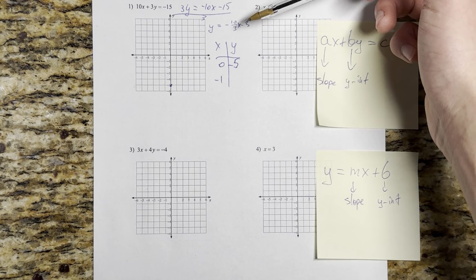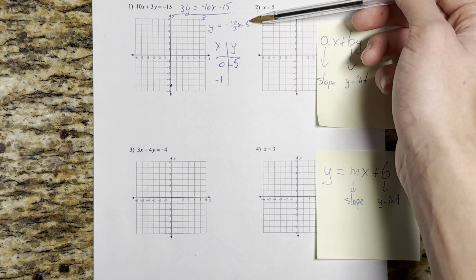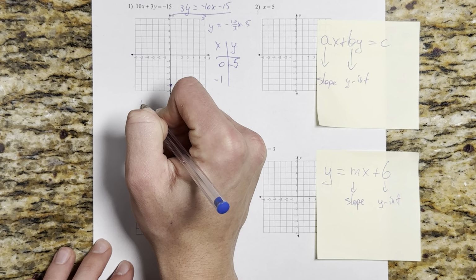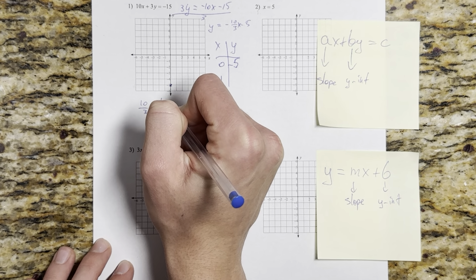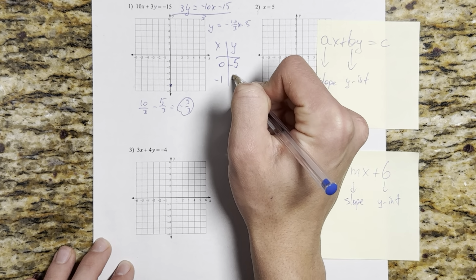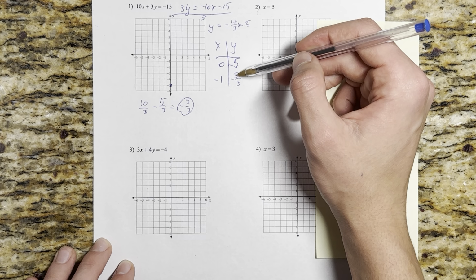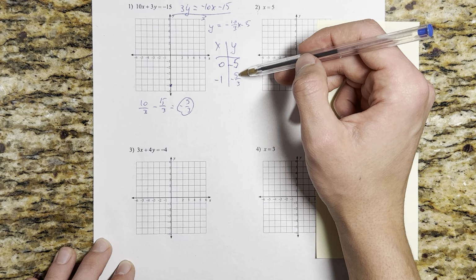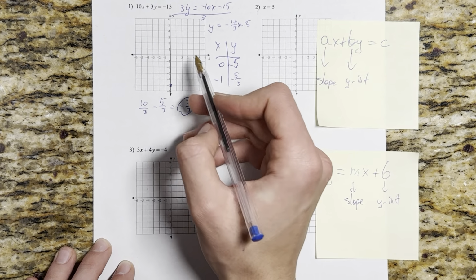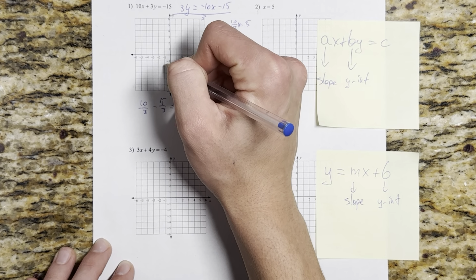Negative 10 over 3 times negative 1 will be 10 over 3 minus 5. This will be our answer for this. We just have to plug it in. Negative 5 thirds is roughly between negative 1 and negative 2. I'll say it's like negative 1 and 2 thirds, right? Negative 1 and 2 thirds.